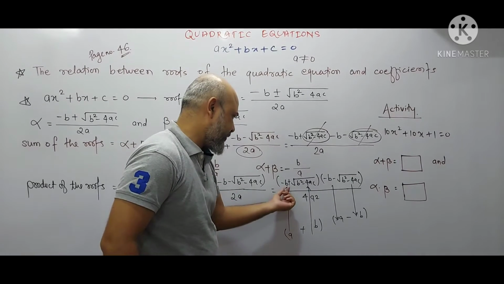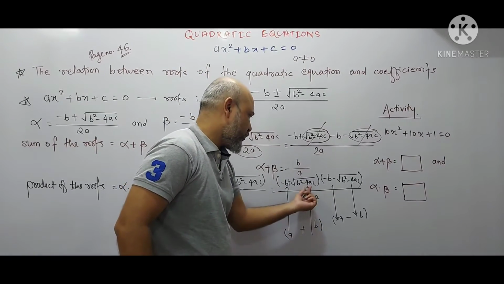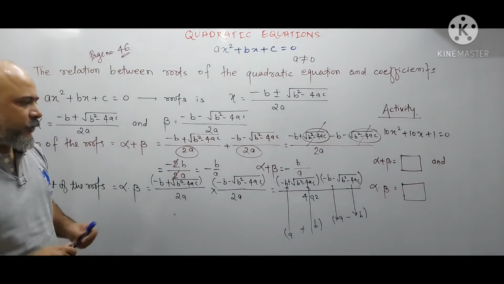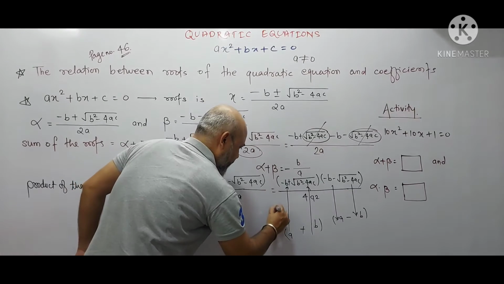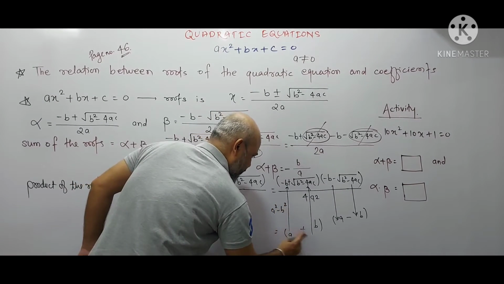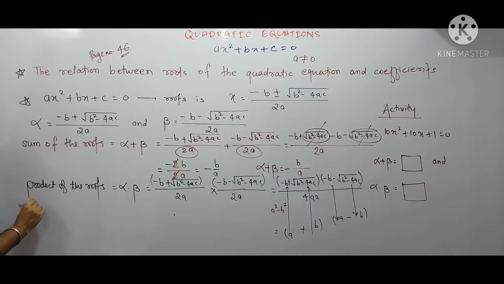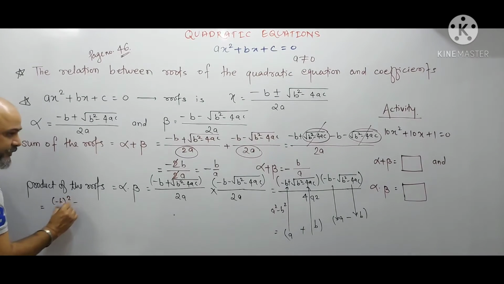So what is a? A is −b, and what is b? b is √(b² − 4ac). So now we will use the formula, that is what? a² − b². So this is equal to (a + b)(a − b). So this is equal to a² means what? A is −b, so (−b)², (−b) square means what?